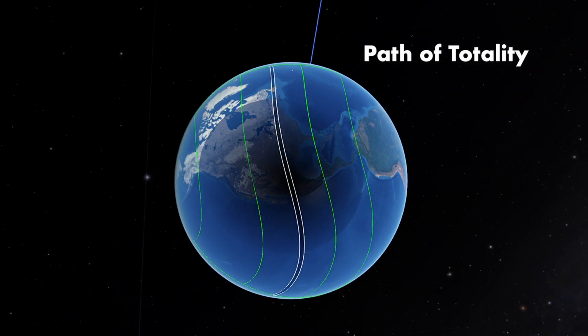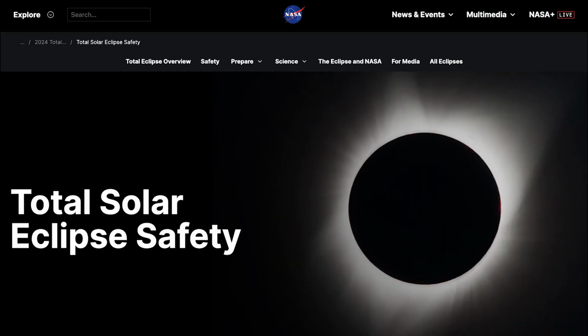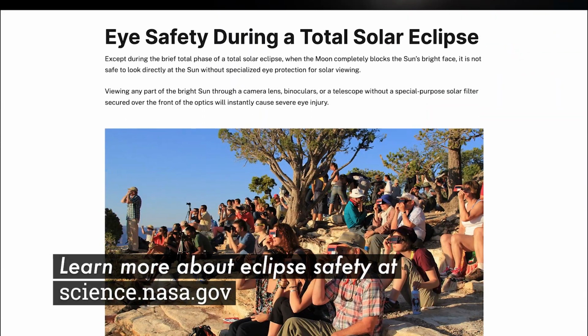Well, the path of totality, when the Earth is my face, is about the width of a strand of spaghetti. So I got to have a snack in Times Square. Remember, don't look directly at the sun. Use eclipse glasses or other indirect methods to see the partial eclipse. Only in the moment of totality is it safe to look directly.